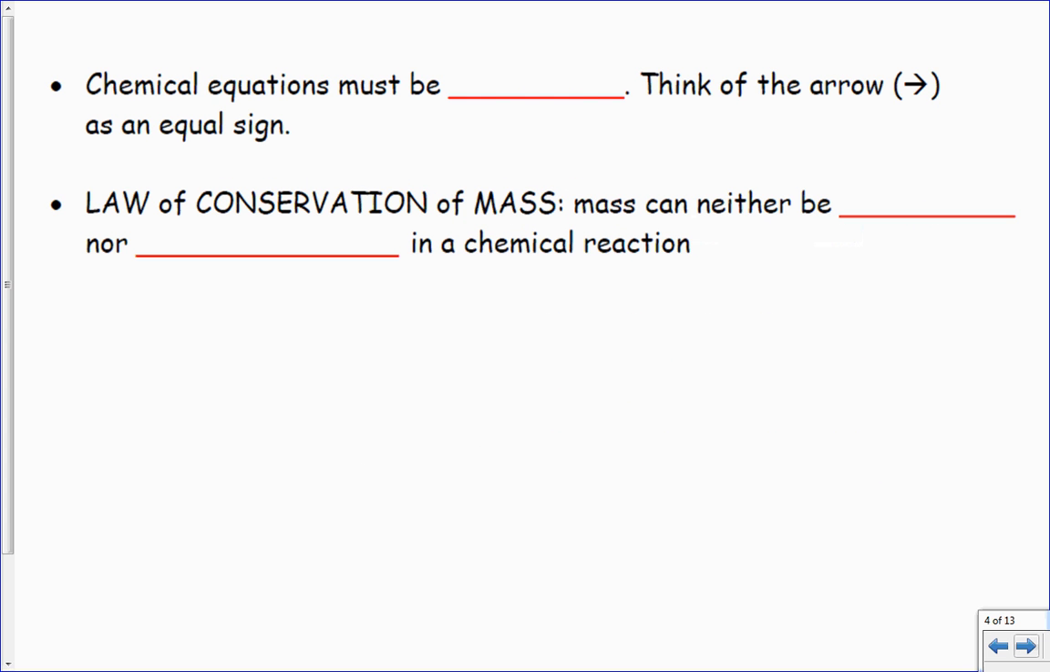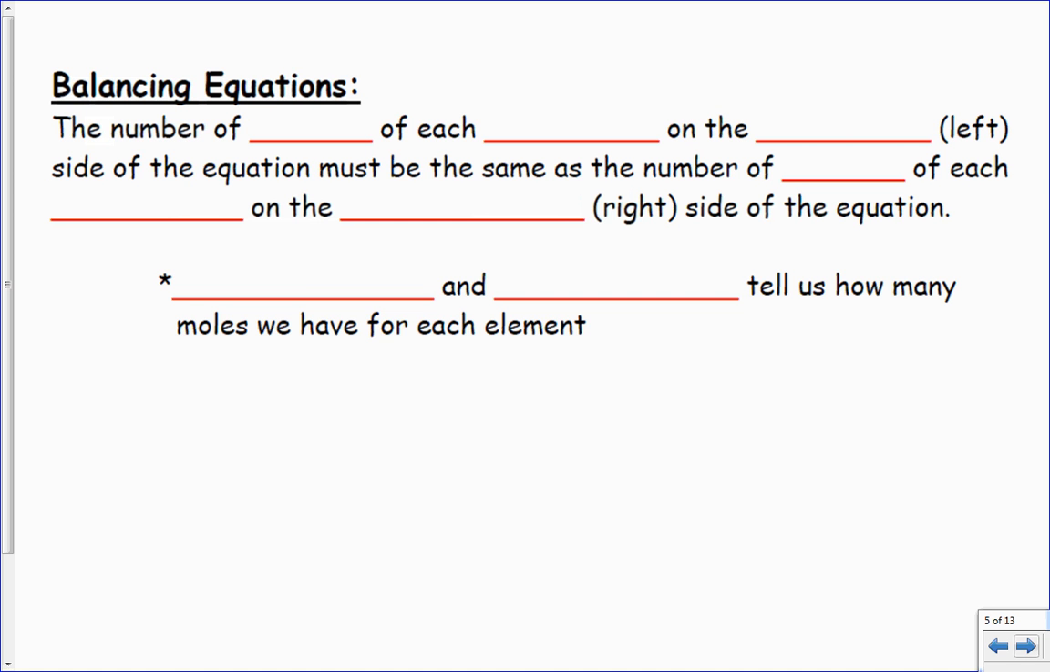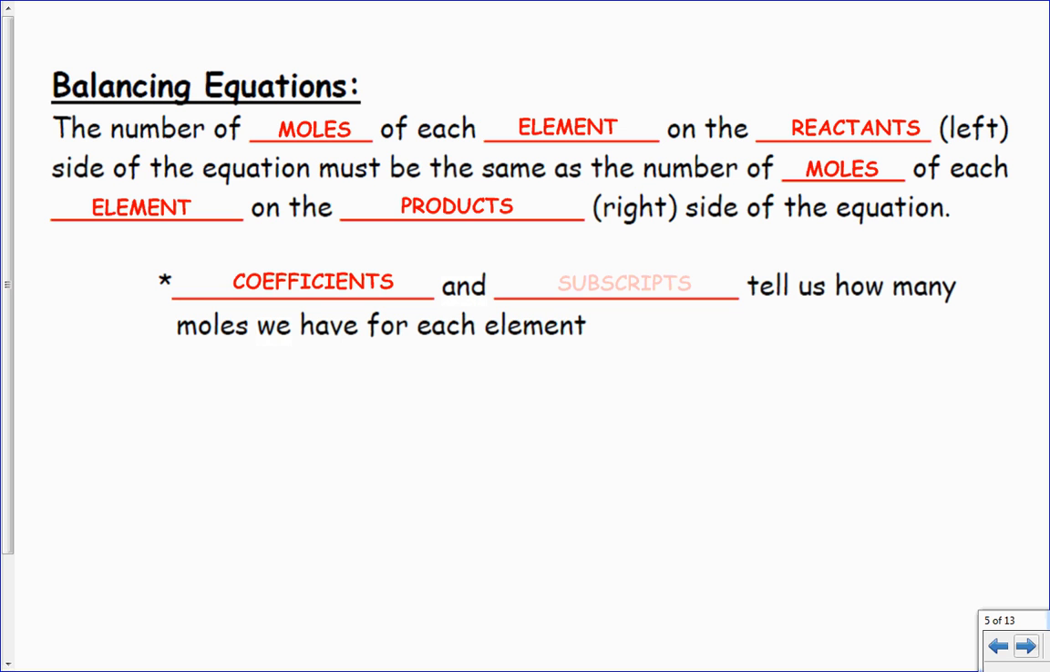Here we go. So chemical equations, of course, must be balanced. I think of the arrow as an equal sign, even though it really isn't. The law of conservation of mass states matter can neither be created nor destroyed in a chemical reaction. I cannot create carbon, but I can transfer carbon or change the state that it's in. Okay, balanced equations. So the number of moles of each element on the reactant side must be equal to the number of moles of the element on the product side. Basically, inventory. What we're going to use is the coefficient and subscripts to tell us how many of each that we have.